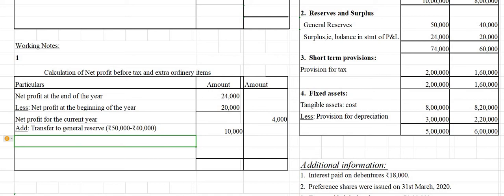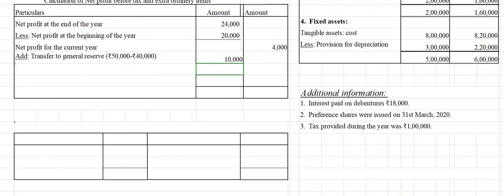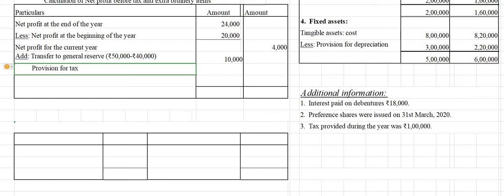Next item is tax made during the year is given, isn't it? Tax made during the year is 1,000. That means tax made is to be written. I have told that tax made is the amount of tax written off from the profit.